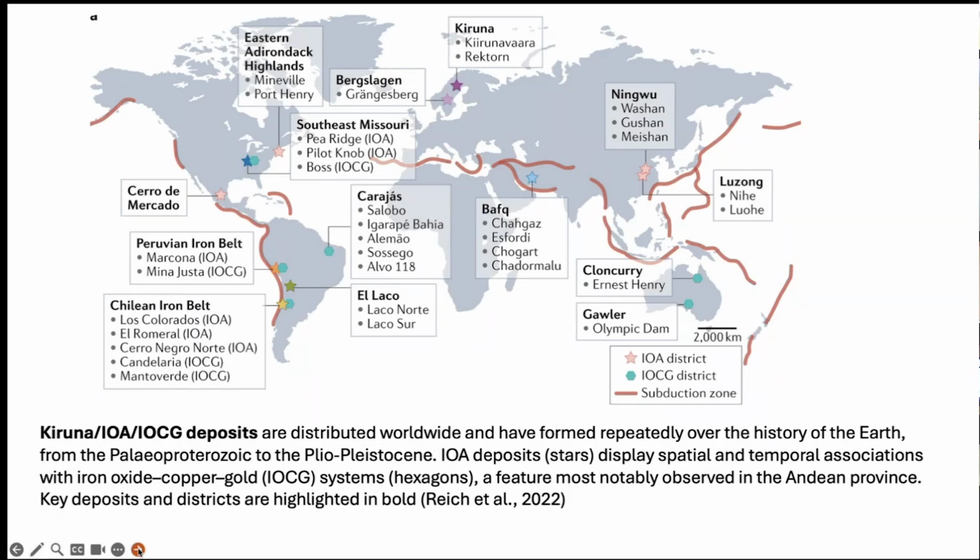So here we've got a map showing global Kiruna/IOA/IOCG deposits. Now Olympic Dam is the big IOCG. That's a bonanza. There's Kiruna, right? There's Pea Ridge. And interesting, there's a number of them in Chile. These seem to be quite young, quite interesting. But that's sort of the global map of it.